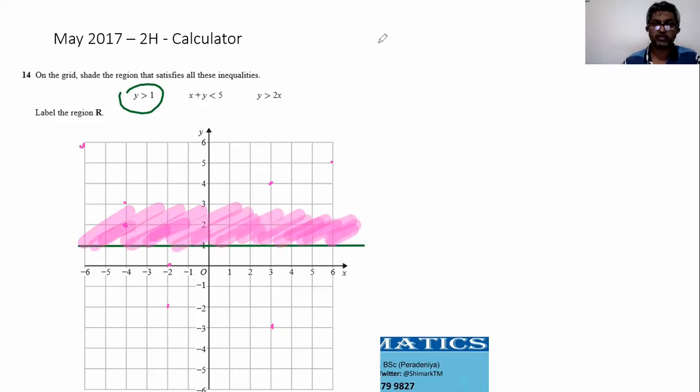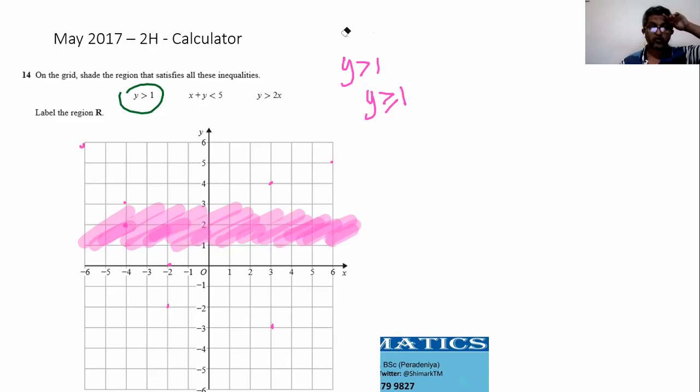One more thing you have to consider. They said y is greater than 1. We can think y is greater than or equal to 1. What is the difference between these two? How do you show the difference in drawing? When y is greater than 1, the line y equals 1 has to be drawn as a dotted line. It's not a continuous line, it's a dotted line. Then shade the region. This is how y is greater than 1. y greater than or equal to 1 means you can draw a continuous line.